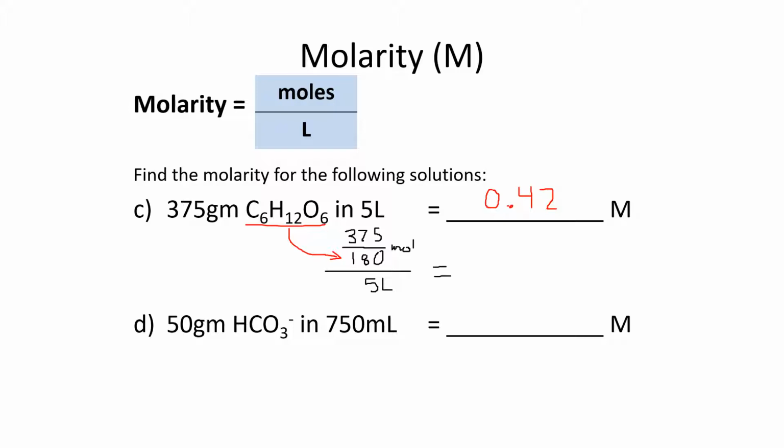D, we have 50 grams, looks like bicarb, in 750 mL. So right off the bat, you know that needs to be turned into liters. How many grams? We have ozone, 48, plus 12, plus 1. So that gives us 61 grams per mole. We have 50 grams of that, divided by 61 grams per mole, gives us moles. And then we change the mLs into liters. Just divide.